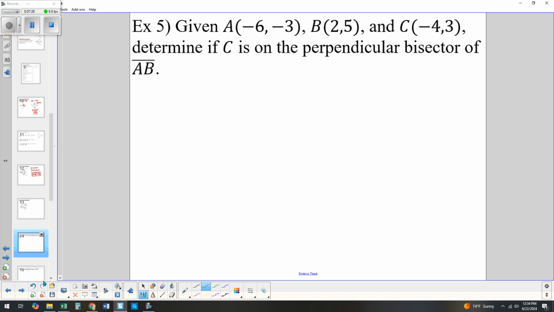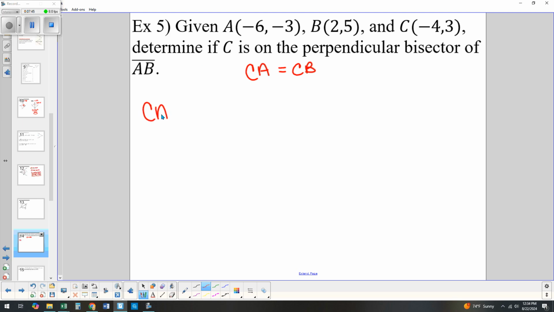The last kind of problem we'll do is we are given a set of points and we want to determine if C is on the perpendicular bisector of AB. For that to be true, CA would have to equal CB. And we could tell if two segments are equal by doing their distances.